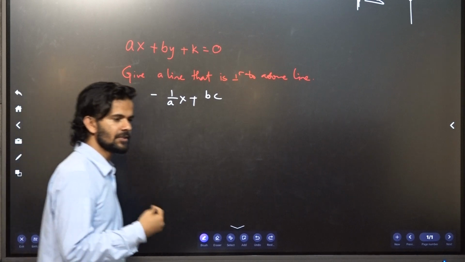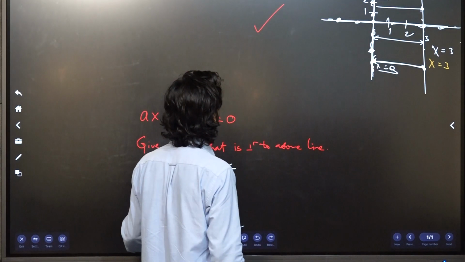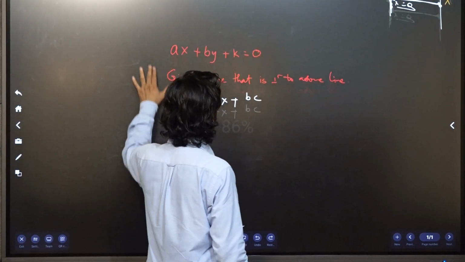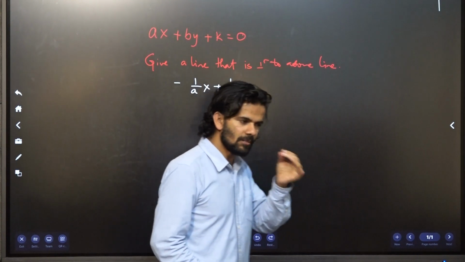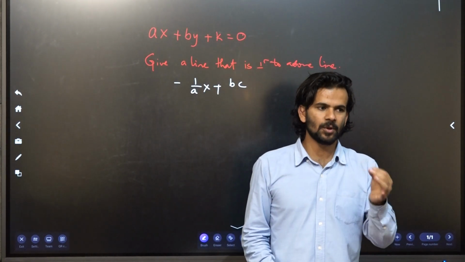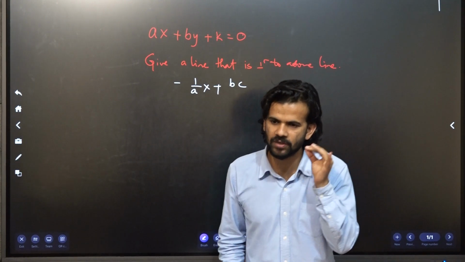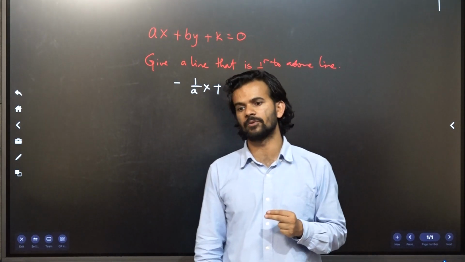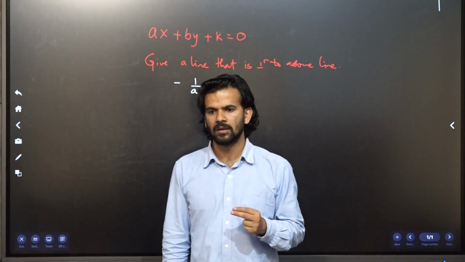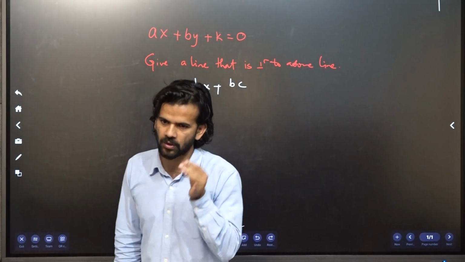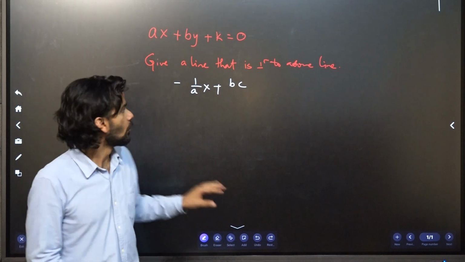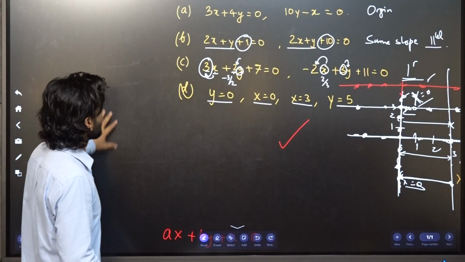What was the observation that we made earlier? What was the observation? That's the problem, you see. You are not taking whatever you need to learn from the examples that we are doing. We have already spoken about it.